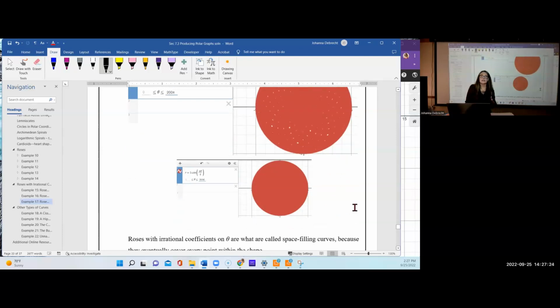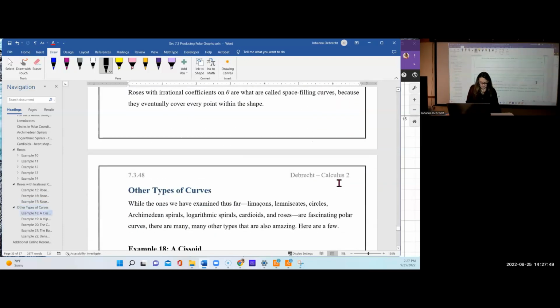And at that point, even though there's probably still spaces, they don't show up anymore on Desmos because the lines are too wide. And so it looks like a solid dot. So this becomes what's called a space filling curve. And as you allow theta to go to infinity, it will completely fill the space and cover it up with a solid color. All right.